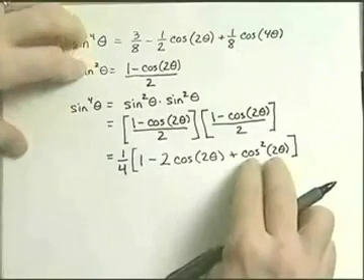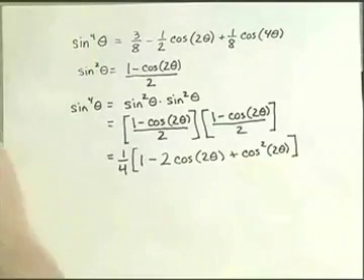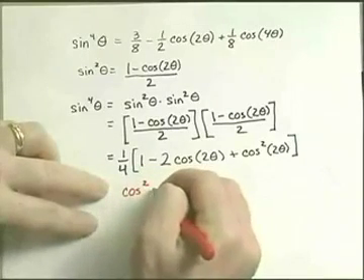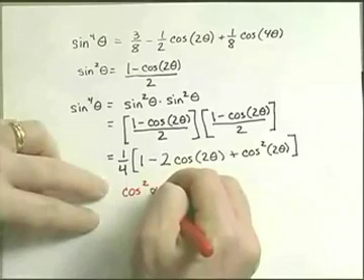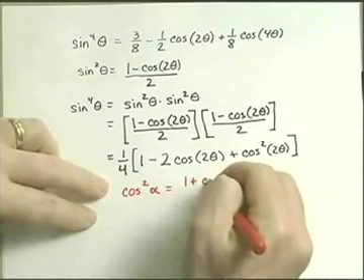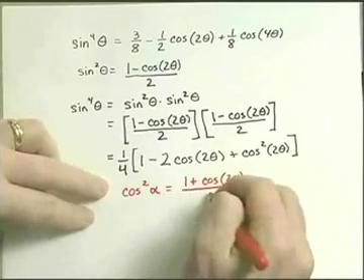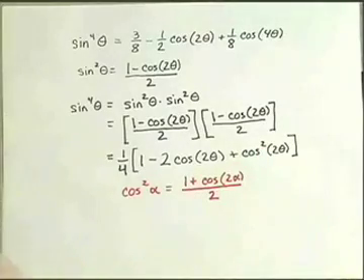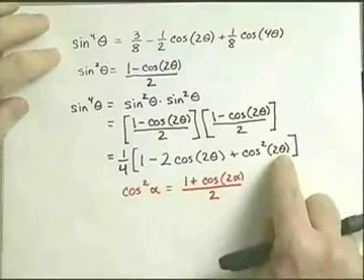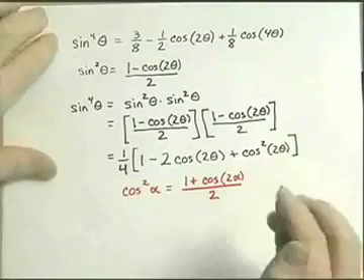Now I have a cosine squared of 2 theta that I want to get rid of. The way I'm going to get rid of that is by using the following identity, which says that the cosine squared of some angle, I'm going to call it alpha, is equal to 1 plus the cosine of 2 alpha all over 2. So, in the context of this problem, my alpha is 2 theta, which means that I'm going to end up doubling that angle to become 4 theta.